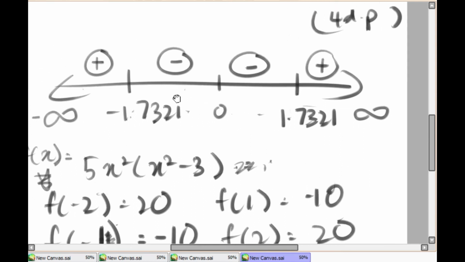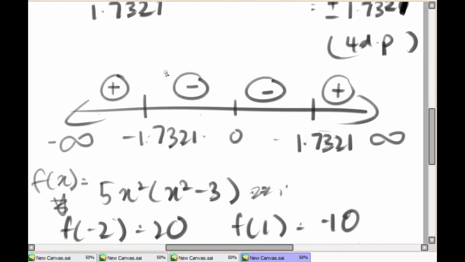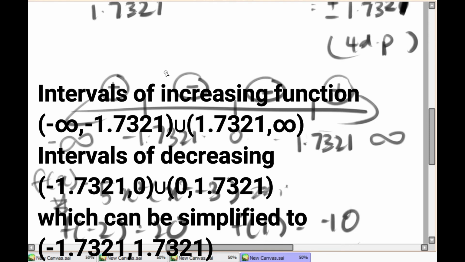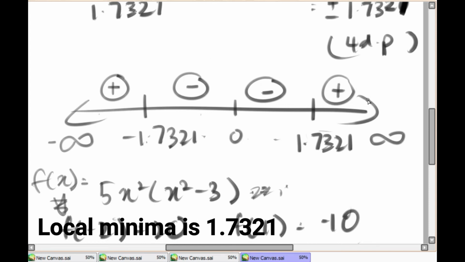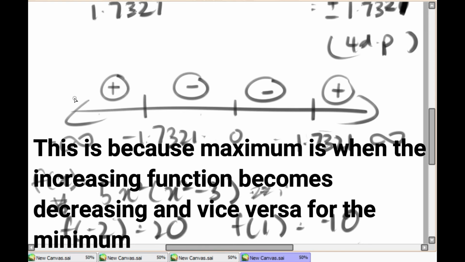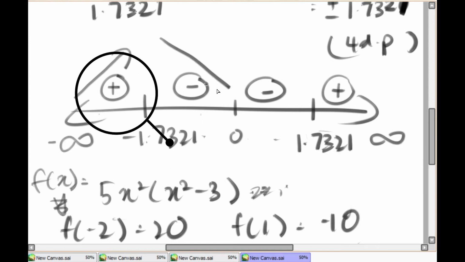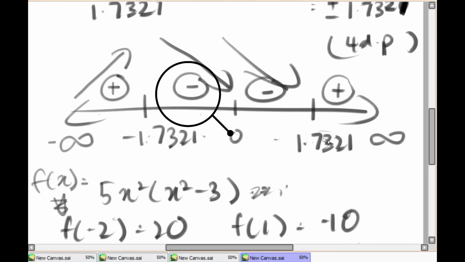So now we can see the increasing and decreasing functions here. So these will help us later in finding the shape of the graph. So for now, we can see that the graph increases from infinity to negative 1.7321. It decreases from negative 1.7321 to 0, decreases again from 0 to 1.7321, and increases from 1.7321 to infinity.